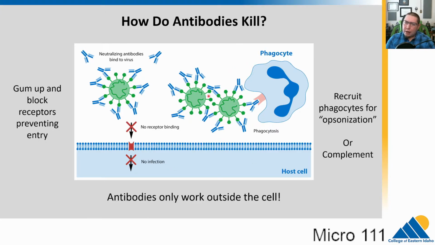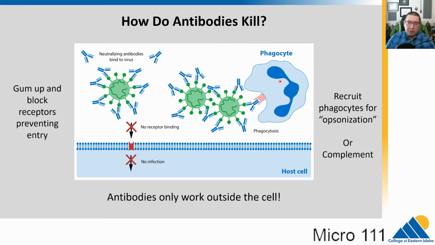The other way that this can work is binding to the surface and then leading to opsonization, which is a special type of phagocytosis, where the phagocyte, like a macrophage or a neutrophil, grabs onto the little handle of the antibody and uses that to help pull the microbe into the cell, and there it gets degraded.